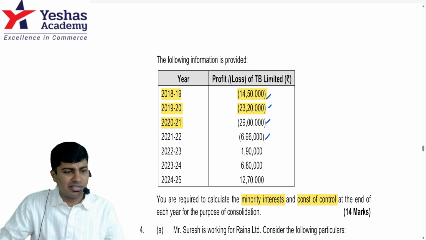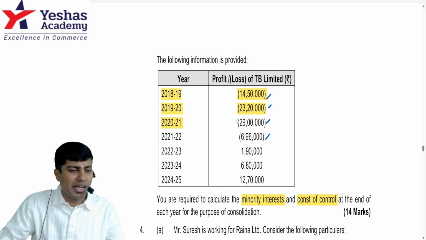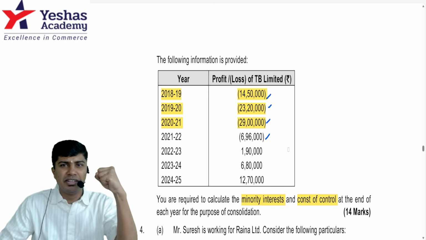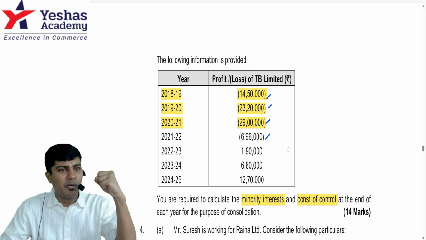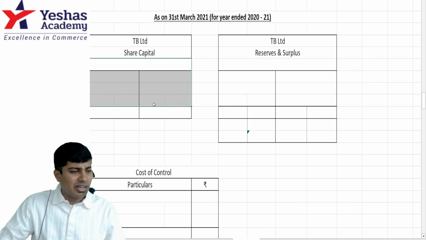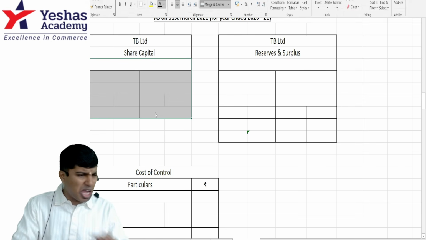Congratulations, hat-trick loss. This time better, bigger and better. Every new year, they're like, we want to become bigger and better. And they're proudly doing bigger and better when it comes to loss. 29 lakh loss. Share capital, same to same.